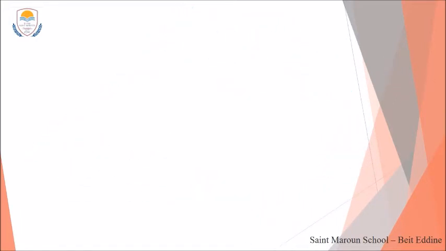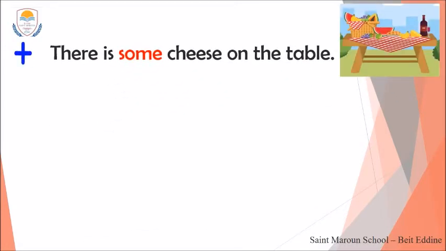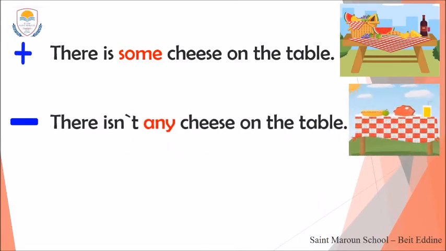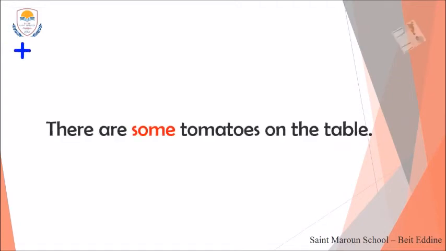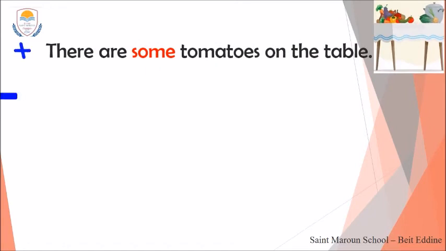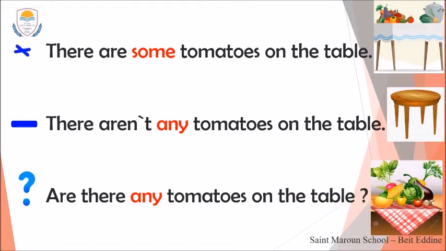Now let's see the first three examples. The first one is positive. There is some cheese on the table. The second one is negative. There isn't any cheese on the table. And the last one is a question. Is there any cheese on the table? Let's see more examples. There are some tomatoes on the table. There aren't any tomatoes on the table. Are there any tomatoes on the table?